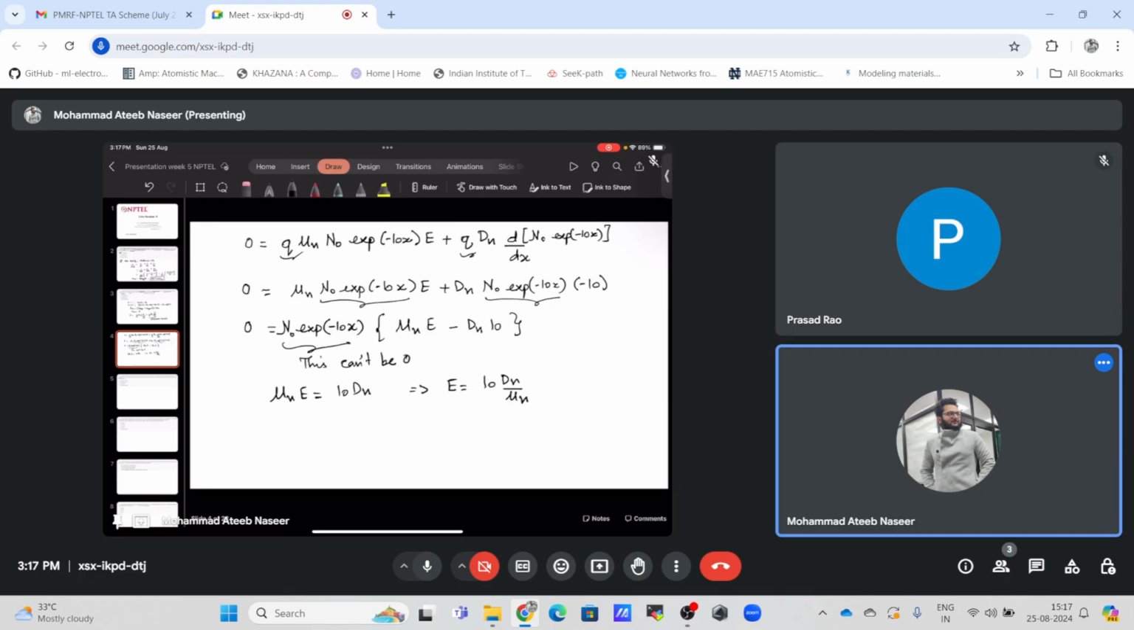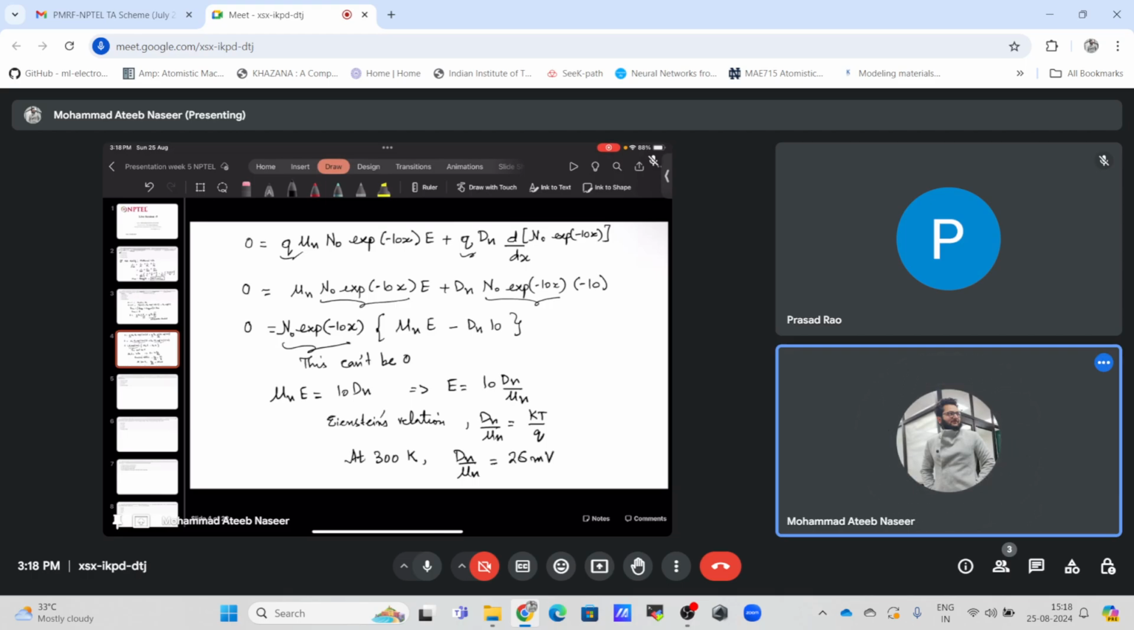You must have seen Einstein's relation. Einstein's relation says that the ratio of the diffusion coefficient and the mobility, Dn by mu n, is simply kT by q. At 300 Kelvin, this Dn by mu n will simply be equal to 26.